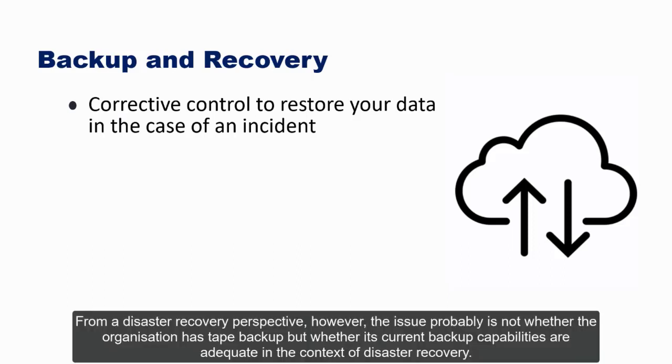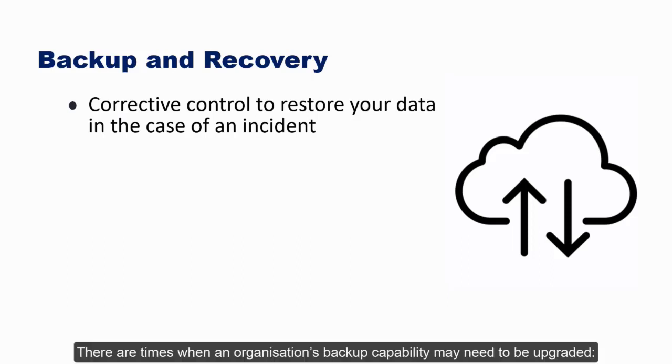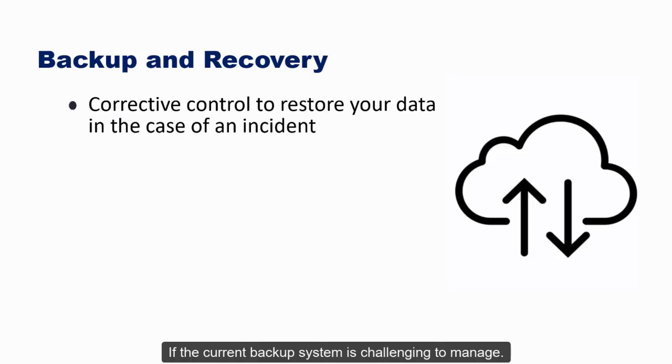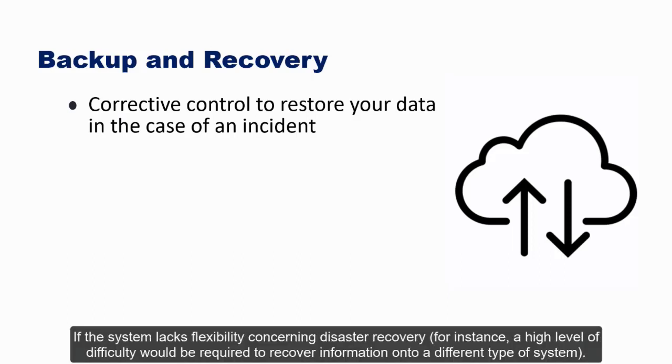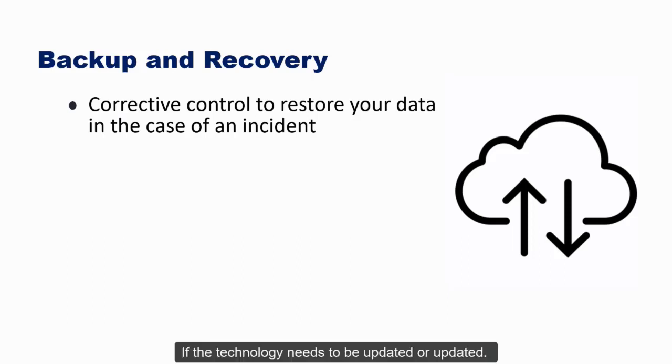From a disaster recovery perspective, however, the issue probably is not whether the organization has tape backup but whether its current backup capabilities are adequate in the context of disaster recovery. There are times when an organization's backup capability may need to be upgraded. If the current backup system is challenging to manage. If whole system restoration takes too long. If the system lacks flexibility concerning disaster recovery, for instance, a high level of difficulty would be required to recover information onto a different type of system. If the technology needs to be updated. If confidence in the backup technology is low.